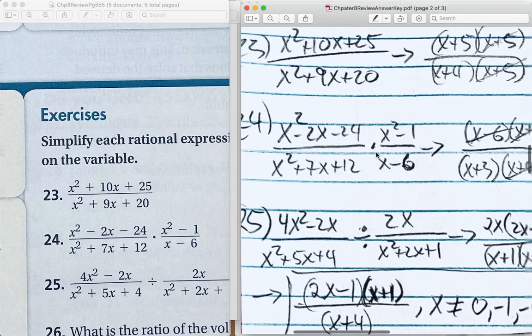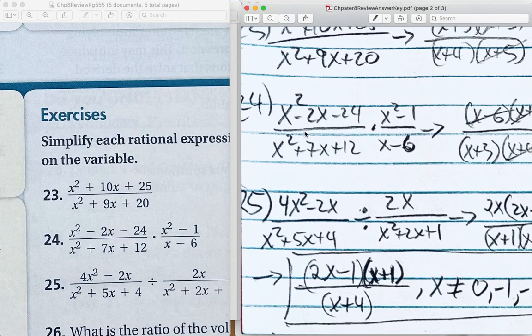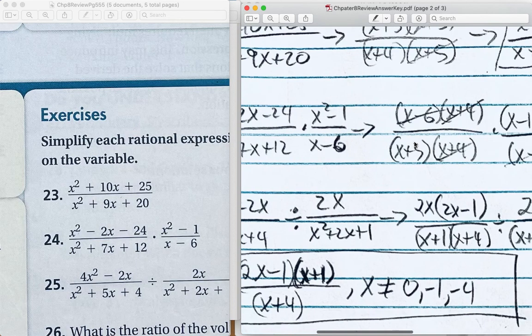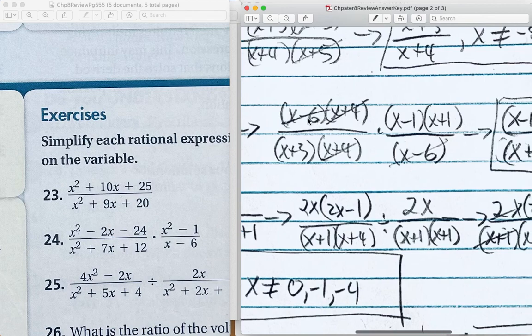For 24, we have x squared minus 2x minus 24 over x squared plus 7x plus 12 times x squared minus 1 over x minus 6. We're going to factor the left-hand side and factor the numerator up here. So this gets factored, this gets factored, and this gets factored. And that turns into x minus 6 times x plus 4 over x plus 3 times x plus 4, times x minus 1, x plus 1 over x minus 6.